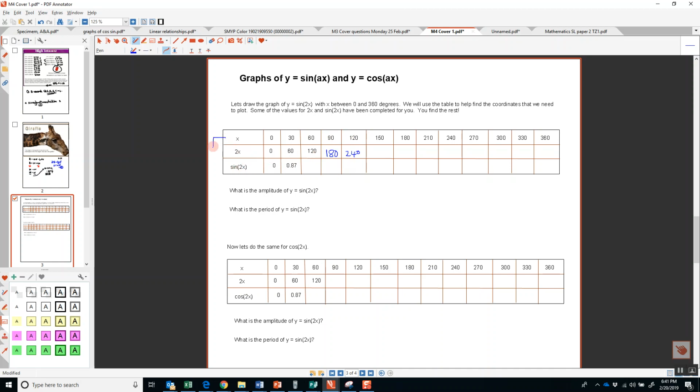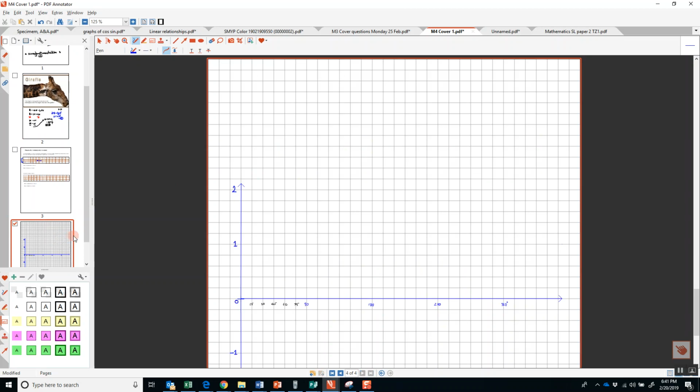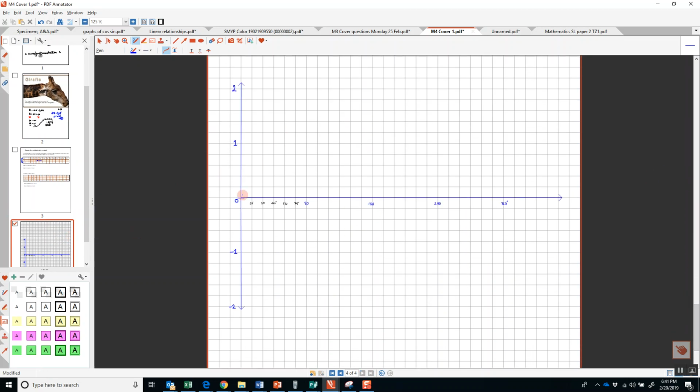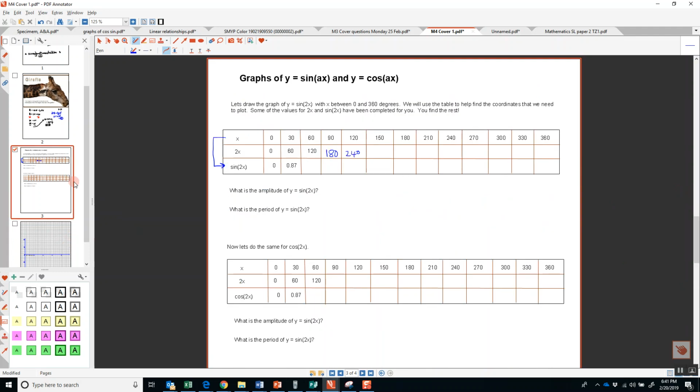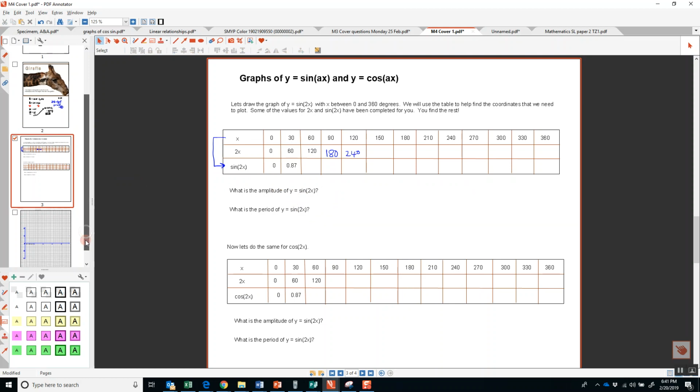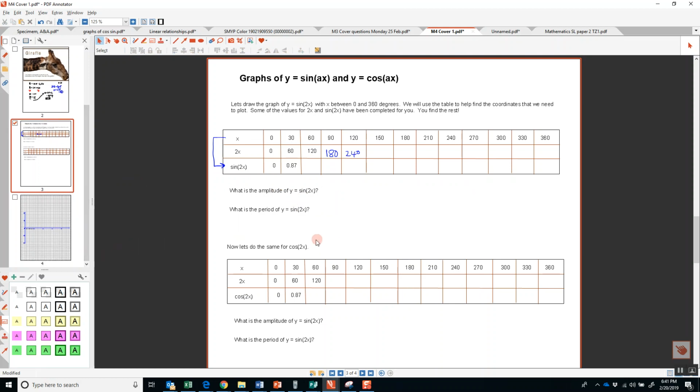Then you're going to plot this value against this one, okay, and you're going to do that on this piece of paper, which is also given out to you, and you're going to draw a nice smooth curve, okay? When you've got that, I want you to write down what the amplitude is, and then also what the period is for sine of 2x. Okay, now if you get that done, which you should, I want you to do the exact same thing for cos of 2x.